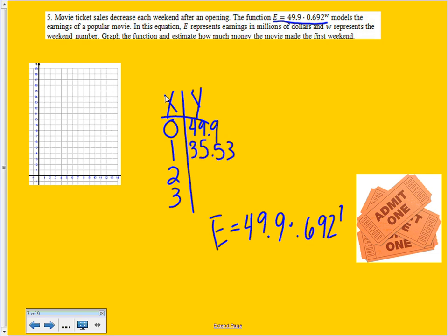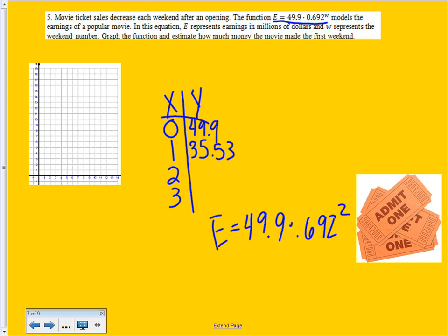Now we're going to raise it to the second power. Part of the trick in this is learning to use your calculator correctly. So I encourage you guys to get help on that, because sometimes it's as simple as entering it into your calculator wrong. So practice and make sure you can get what I'm getting. Next you're going to take 49.9 times 0.692 raised to the second power.